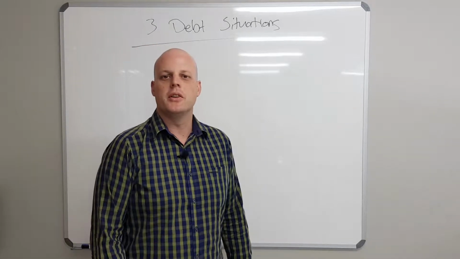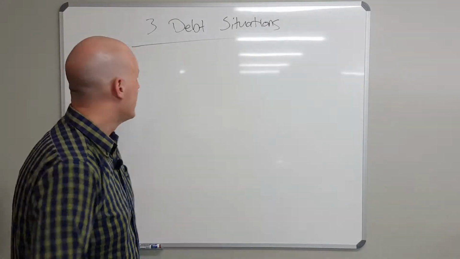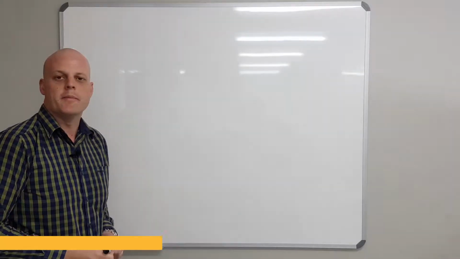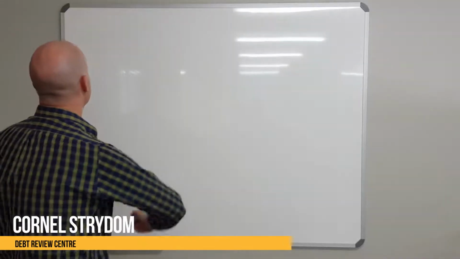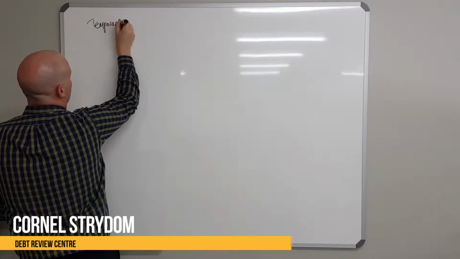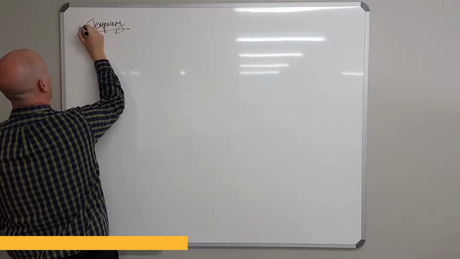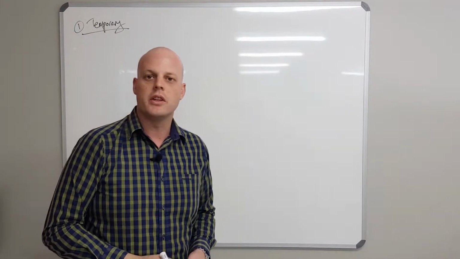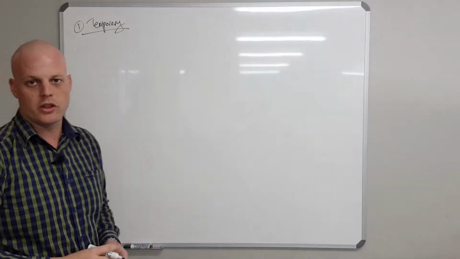Today I'm going to explain to you the three debt scenarios and how we will deal with each of the following three. Okay, so the first scenario is a temporary situation. For example, your car broke, all of a sudden you've got these additional expenses which you need to cover. So this is not a long-term thing.